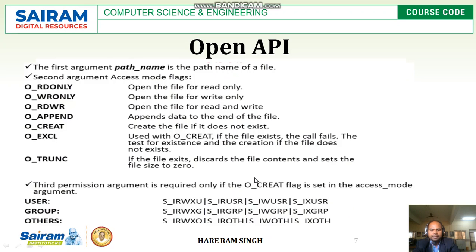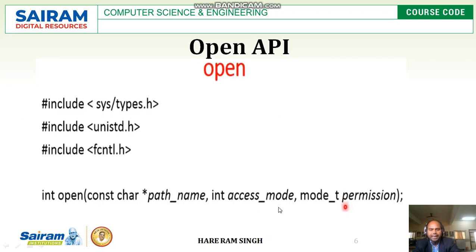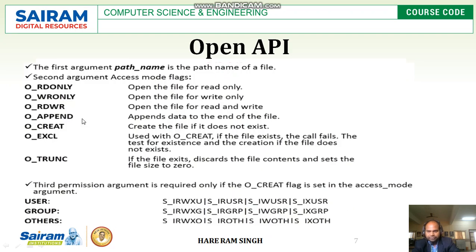Let us study. This is just a prototype. The pathname is the first argument; it is the path name of the file, as I said. The second argument is access mode. Here it is in detail. The different values of the access mode flags.